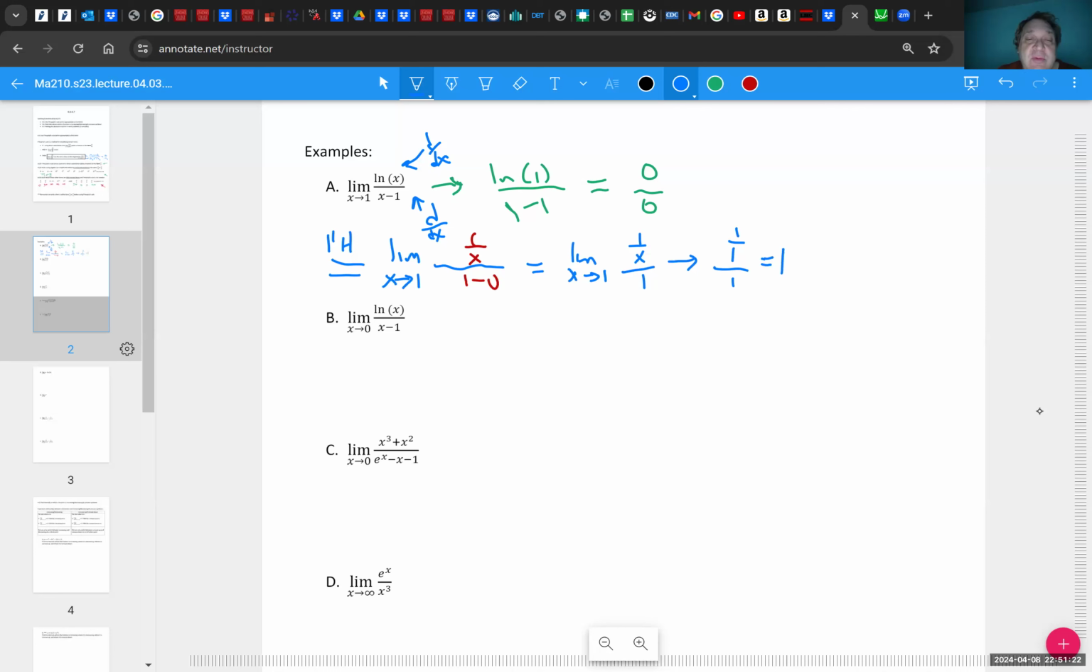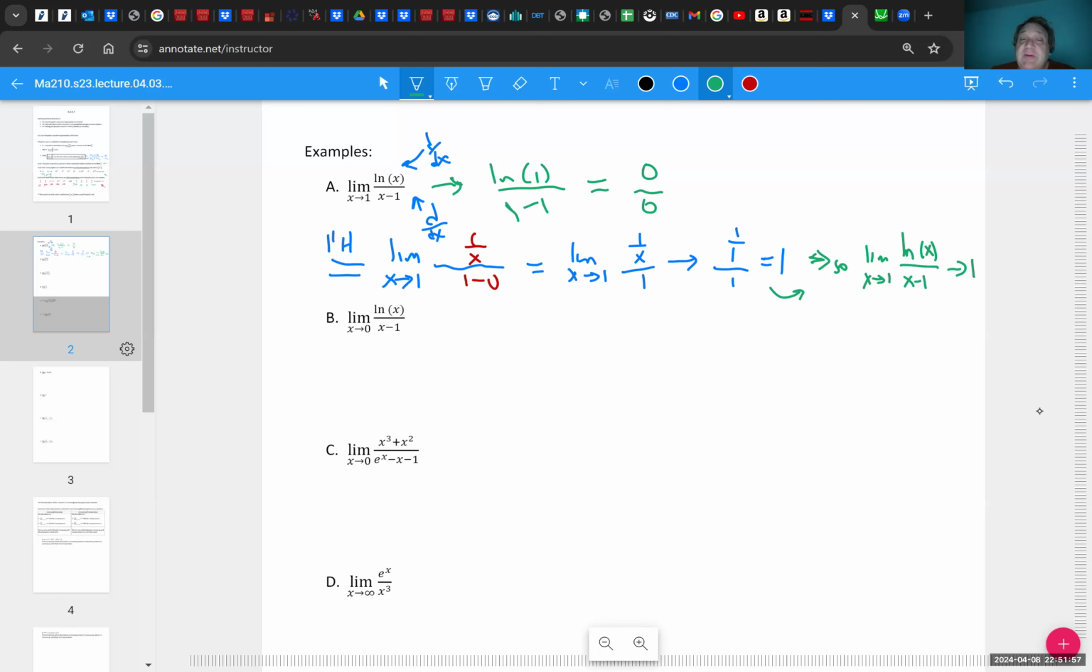So since we know that this derivative version of the limit is equal to 1, we now know the original limit is also equal to 1. So this original limit that we were asked to find goes to 1 because the derivative of the top over the derivative of the bottom has a limit that exists. That means those two are the same. So that's the nature of how L'Hopital's rule works. That's pretty much every L'Hopital's rule problem.